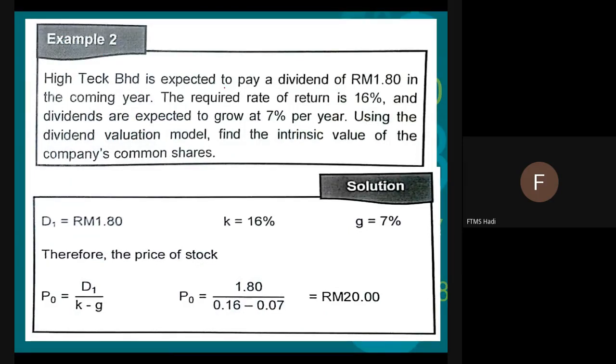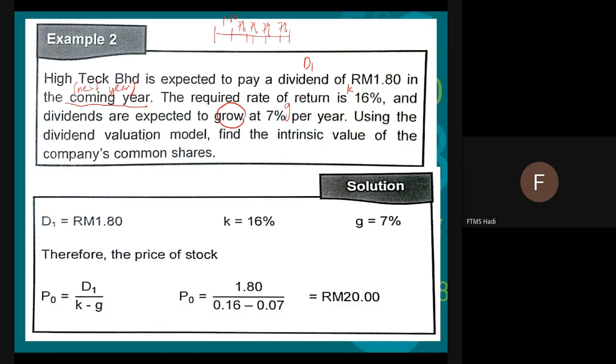High Tech Berhad is expected to pay a dividend of RM1.80 in the coming year. The keyword here is the coming year, which equals next year. So you know already that the clue of next year is D1. If the question says last year or today, it is D0. So D1 is 1.80. The required rate of return is 16%, which is K. The dividend is expected to grow, see the word grow here, 7%, this is G. Only one G is given. That means the illustration here is 7%, 7%, 7%, 7%, an increase of 7% every year.